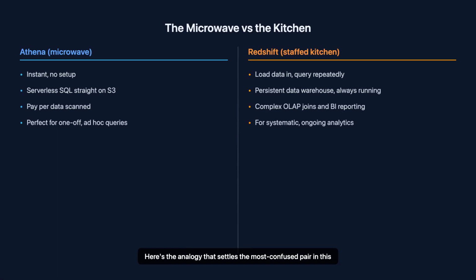Here's the analogy that settles the most confused pair in this whole domain. Think of 2 ways to cook. Athena is the microwave: instant, no setup. Serverless SQL straight on S3, and you pay only for the data you scan. It's perfect for a quick, one-off, ad hoc query. Redshift is the full professional kitchen you keep staffed and running for steady restaurant service. It's a persistent data warehouse for complex online analytical joins and ongoing business intelligence reporting. You load your data in and query it repeatedly. So the cue is access pattern. A one-off investigation points to Athena, while systematic, repeated reporting points to Redshift.